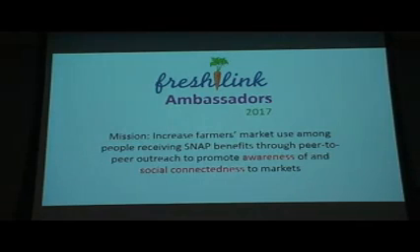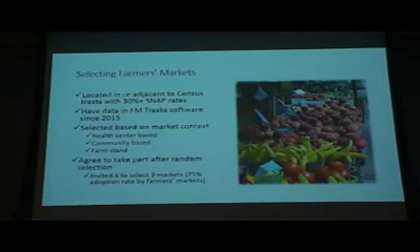So currently the way we're doing that is to increase farmers market use among people receiving SNAP, Supplemental Nutrition Assistance Program, if you're not familiar, benefits through peer-to-peer outreach to promote awareness of and social connectedness to the market. So like Darcy said, people aren't aware and they're not feeling connected to farmers markets.